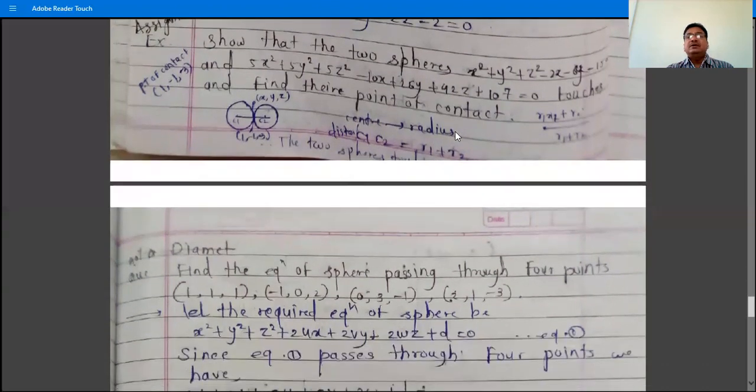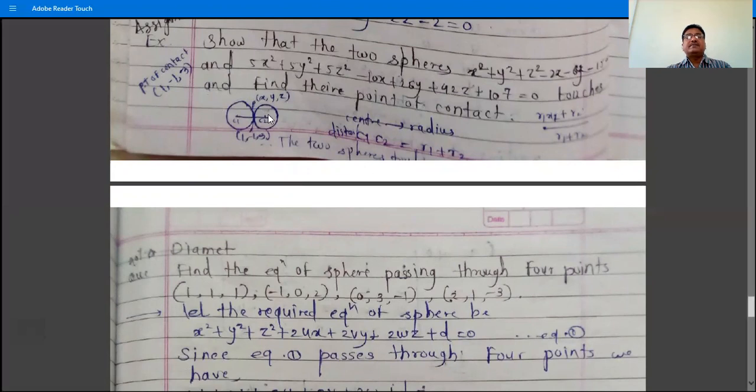What we have to show? We are given two spheres: x square plus y square plus z square minus 2x minus 6y minus 15 is equal to 0, and another is 5x square plus 5y square plus 5z square minus 10x plus 25y minus 42z plus 107 is equal to 0. Show that they touch each other and find their point of contact.